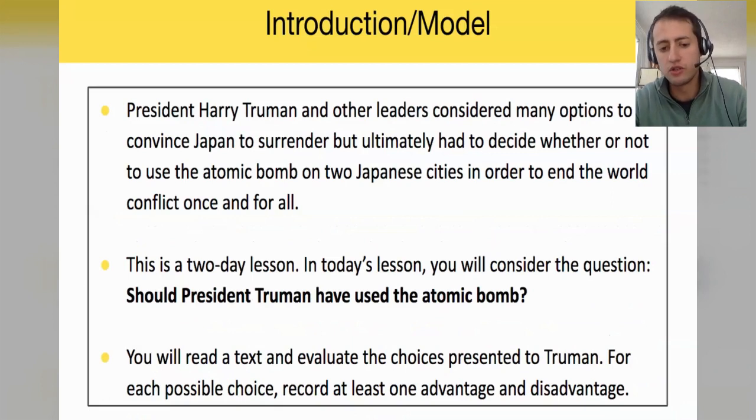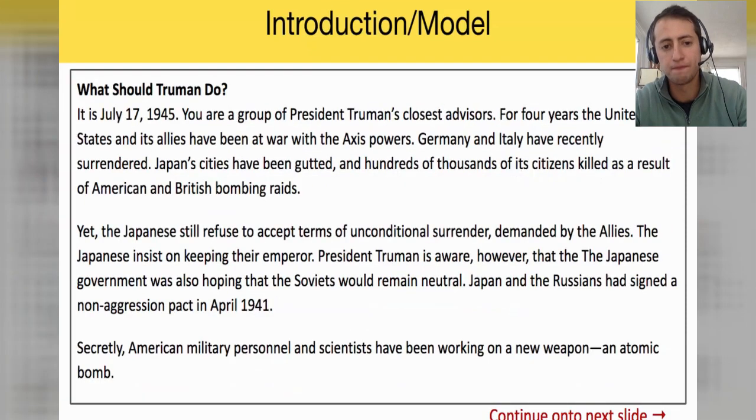So this is introducing what students are going to be doing for the next few slides, which is advising President Truman on whether he should be using the atomic bombs. And students are going to look at the advantages and disadvantages of all of the choices facing the president and the military at this time.